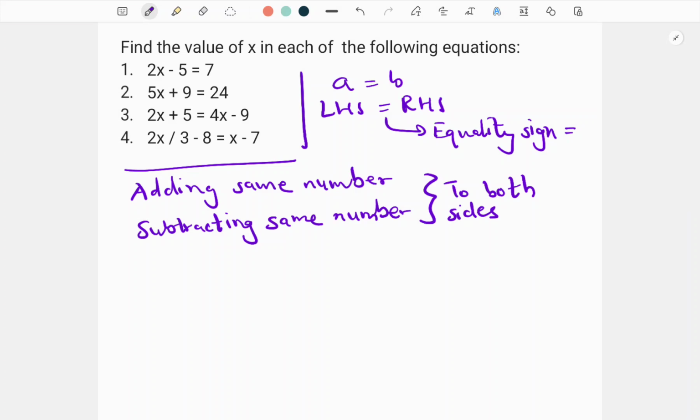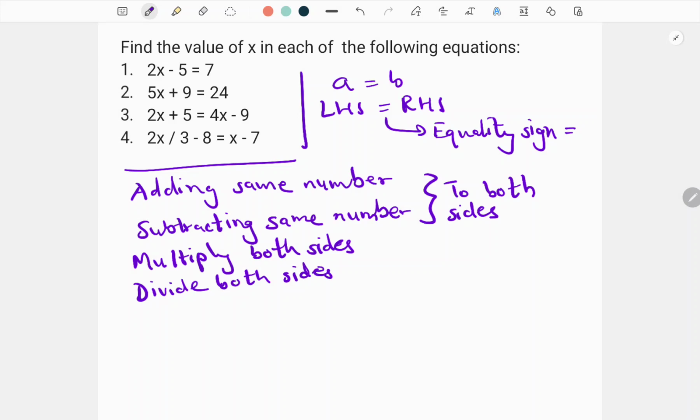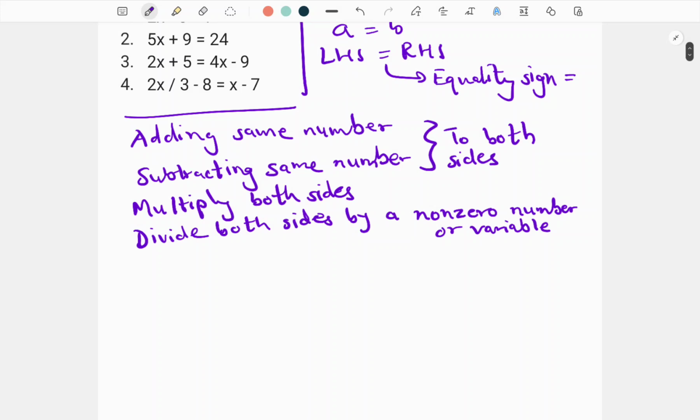Equality remains equality. Or multiply both sides by the same number or same variable, or divide both sides. We have to be a little careful here. Divide both sides by a non-zero number or variable. Then the equality persists, and we don't have to worry about whether the things on the two sides still are equal or not. So these are the basic operations, and we want to use these operations to solve equations.